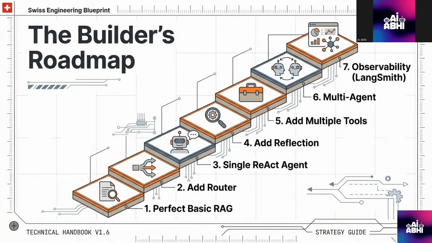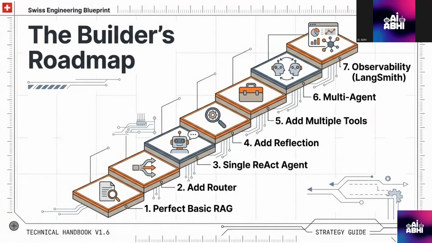Step 4 is add the reflection. After retrieval, have the agent check, is this enough to answer fully? If not, let it search again with a refined query. Set a max of 3 retries. Step 5, add multiple tools if needed. Maybe you need SQL access or web search or an API. So add tools one at a time and then test each addition.